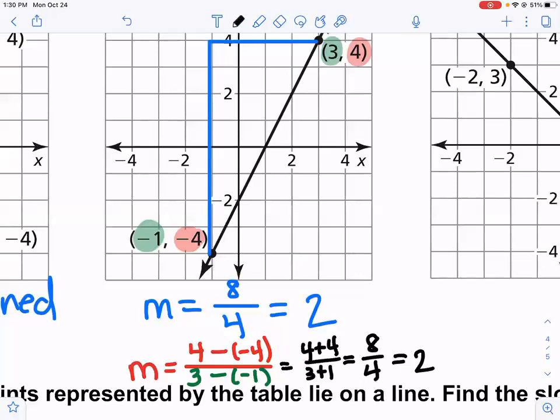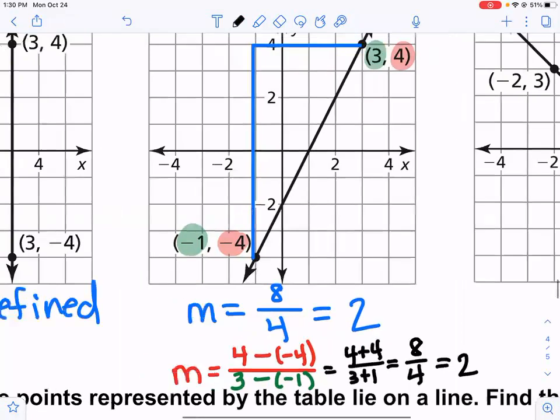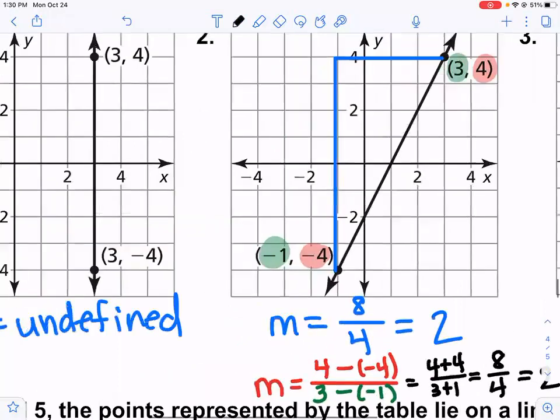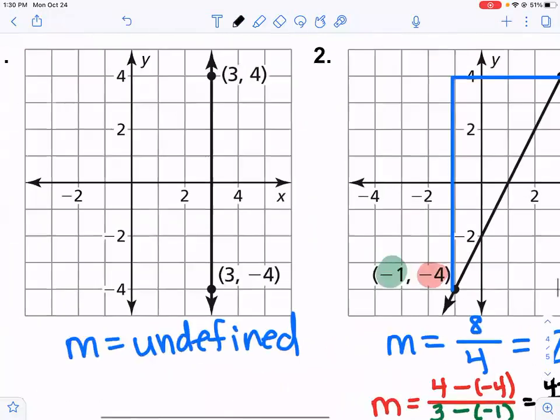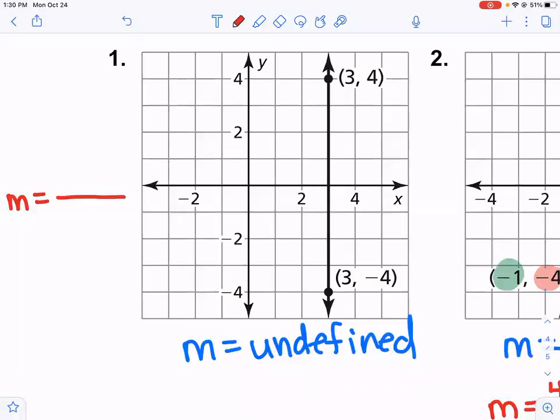That is an excellent question, Peyton. Do we leave it as a fraction or do we simplify it? Simplify it. Now, sometimes your fraction is going to need to be simplified, but it's still going to be a fraction. A lot of times our slope is going to be a fraction. Now, I want to come over here to number 1. We already know that our slope is undefined. Let's talk about what happens if we don't have the graph and we only have the coordinates.